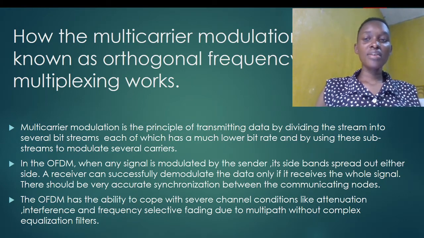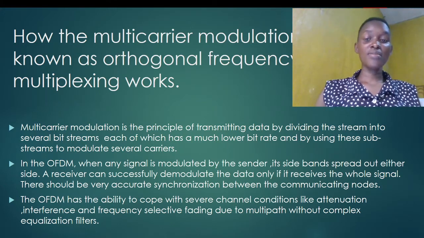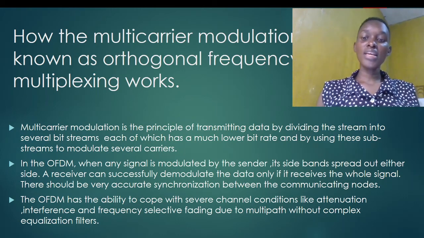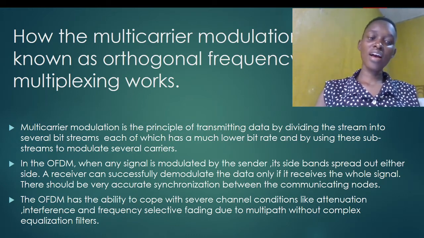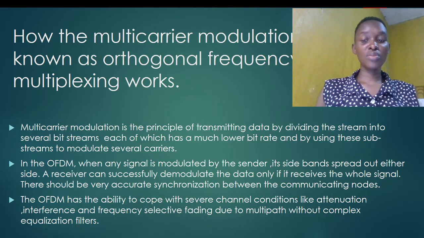This scheme works in a way that when a signal is modulated by the sender, its sidebands spread either side, and a receiver can successfully demodulate the data only if the receiver receives the whole signal, and there should be accurate synchronization between the sender and the receiver. This scheme also has the ability to cope with several conditions like attenuation, interference, and frequency selective fading due to multipath.